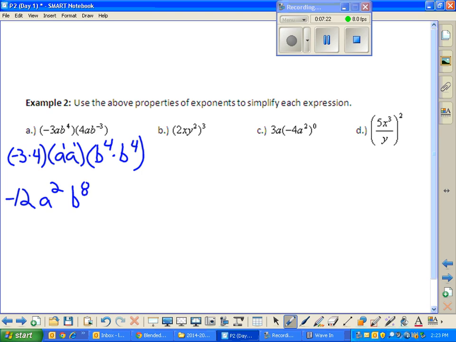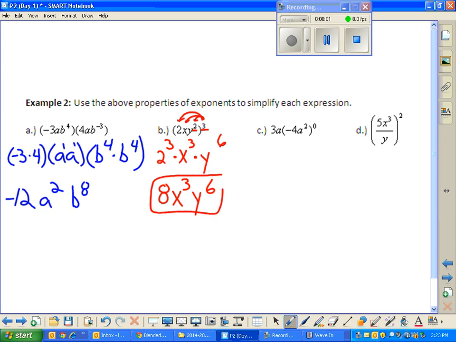For part B, when I see parentheses, I always think about using the distributive property for exponents. Notice I can do this as long as there's no plus or minus in the parentheses. So for there, I'm going to distribute this 3 into the parentheses. So this is going to be 2 to the 3rd times x to the 3rd, and then y to the 2nd, and then if I cube that, 2 times 3 gives me y to the 6th. And then I would want to simplify that a little bit. This is going to be 8 x to the 3rd, y to the 6th. 2 times 2 times 2 is 8, so you want to simplify that.